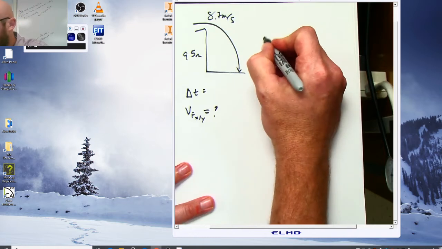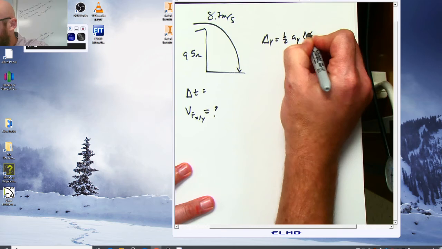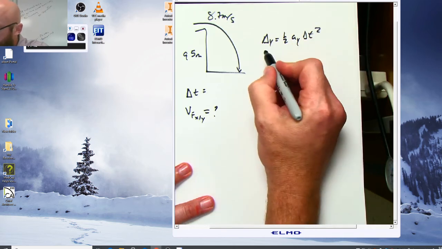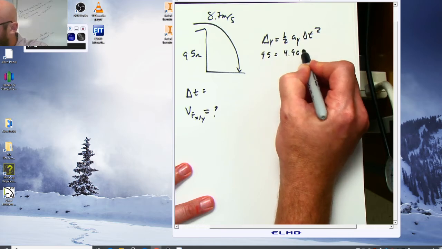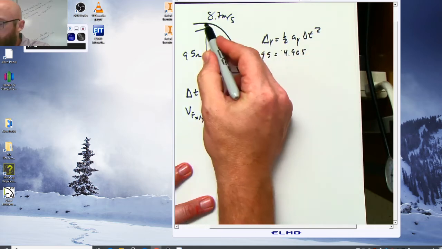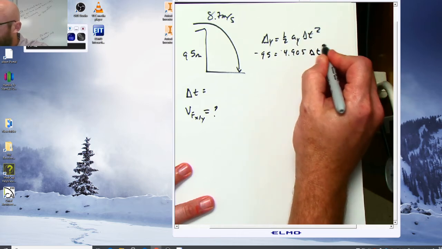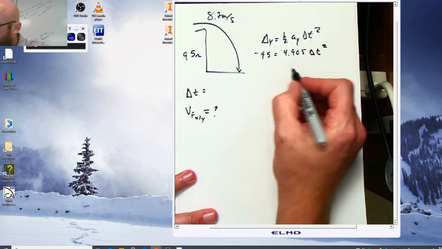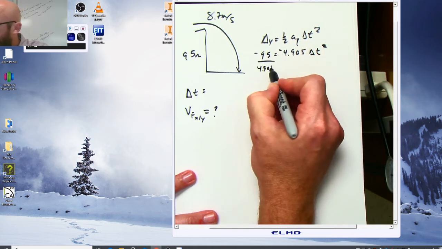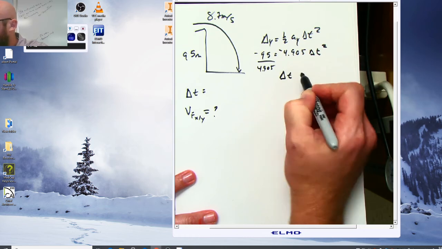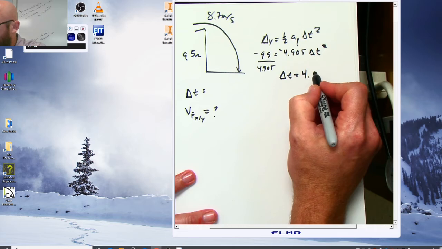The easiest equation is delta y equals 1/2 ay delta t squared. So in this case, 95 equals 4.905. Again, those are both negative. Negative because it's coming down, negative because of acceleration. T squared. Do the math. Again, negative, negative. Divide that over. You should get delta t is equal to roughly 4.39.